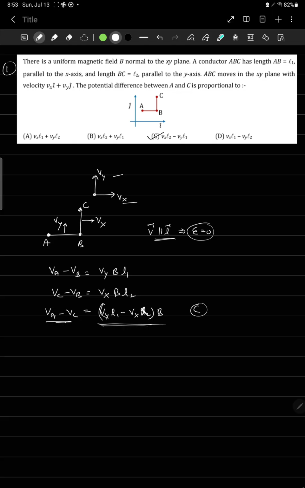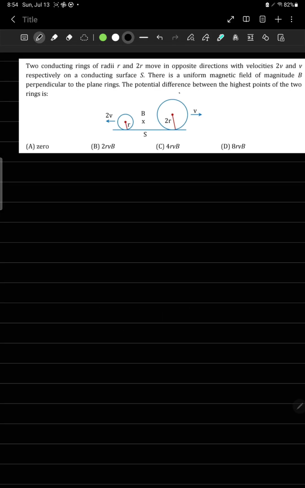So let's move to the next question. Okay, so this is the second question. Two conducting rings of radius R and 2R move in opposite directions with velocity 2v and v respectively on a conducting surface S. There's a magnetic field perpendicular to the plane of the rings. So I will assume, okay, it is given, that the magnetic field is into the plane.